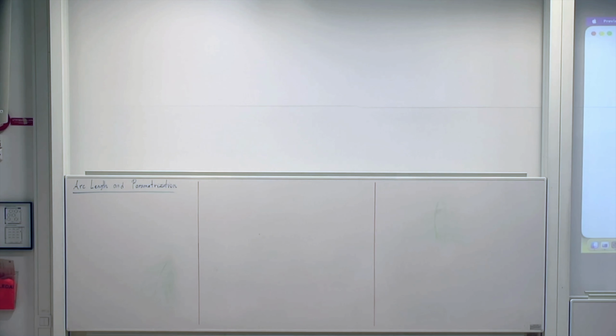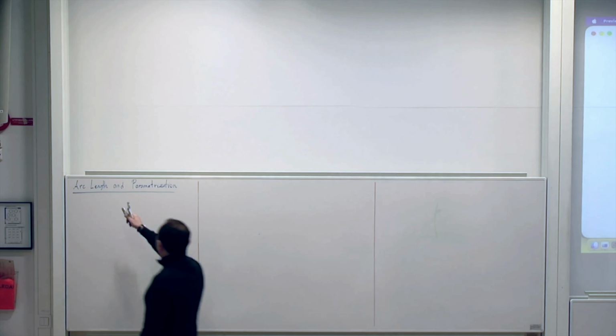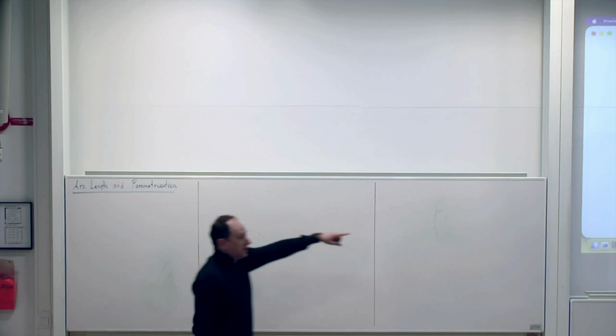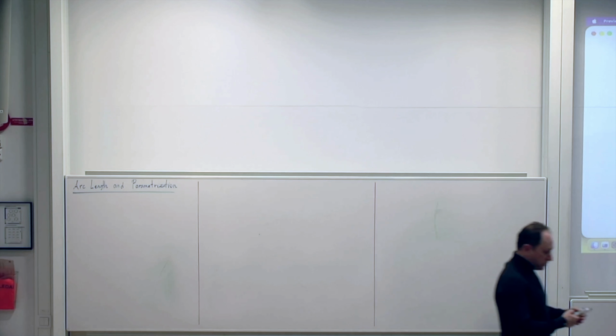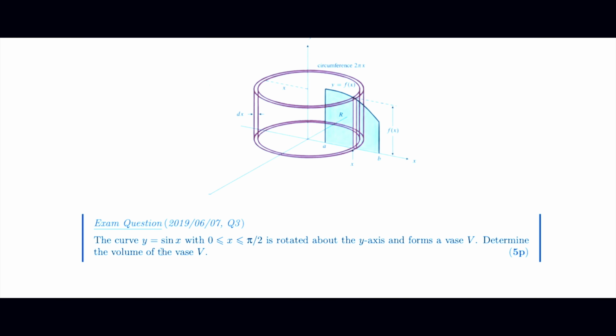Okay, so let us start the second part of the lecture, which will be arc length and parameterization. But before that, if you don't mind, let me solve this exam question for you. So the exam question is: the curve y equals sine x, with x between 0 and pi over 2, is rotated about the y-axis and forms a vase, V. Determine the volume V. Okay?